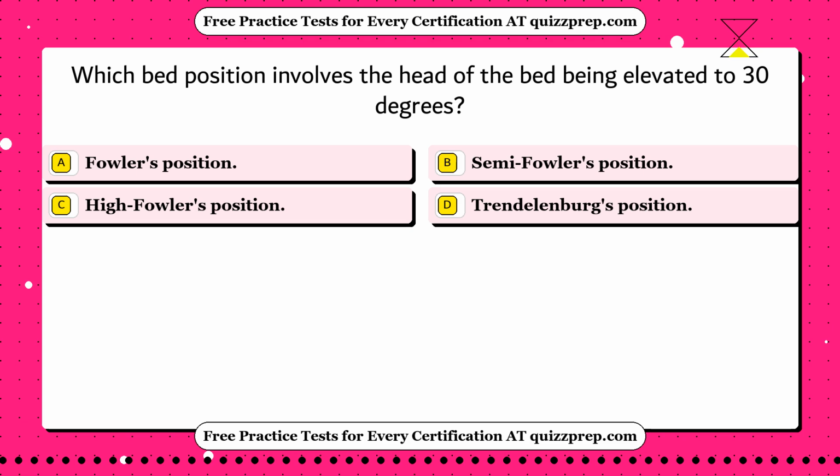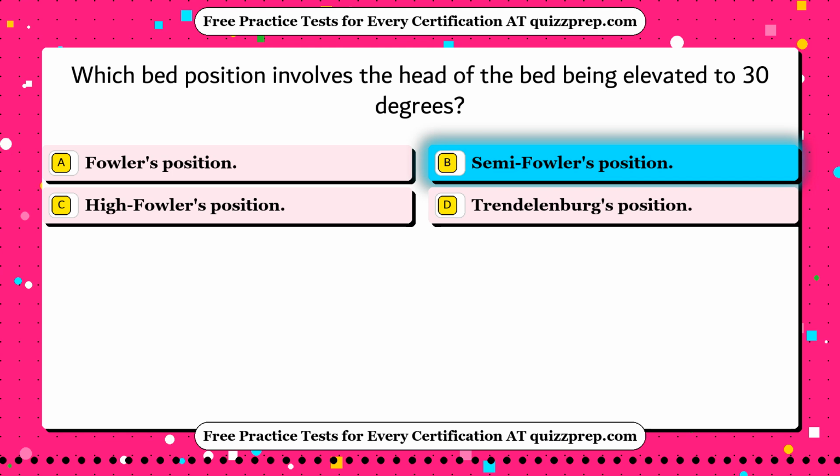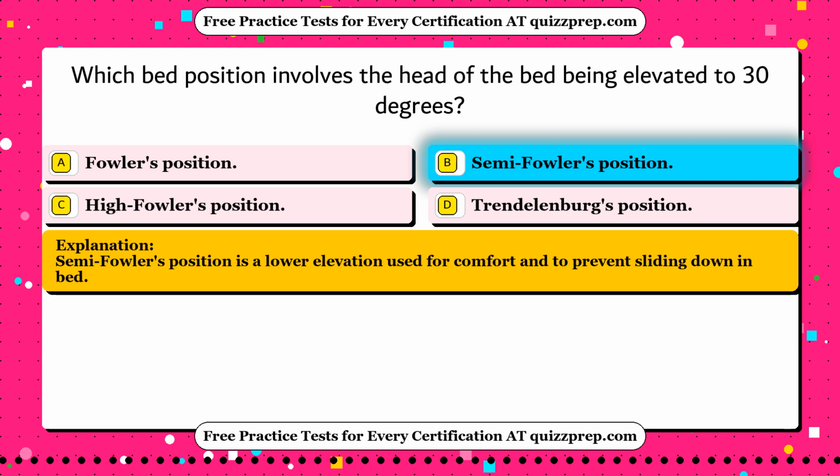Option A, Fowler's position. Option B, semi-Fowler's position. Option C, high Fowler's position. Option D, Trendelenburg's position. The correct answer is option B, semi-Fowler's position. Semi-Fowler's position is a lower elevation used for comfort and to prevent sliding down in bed.